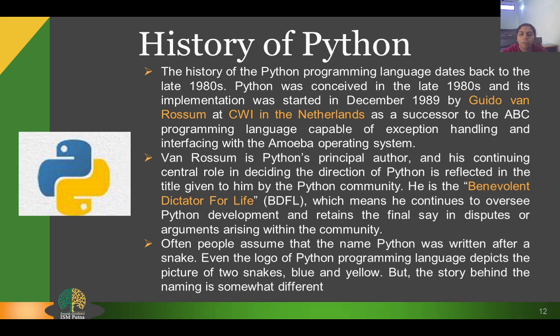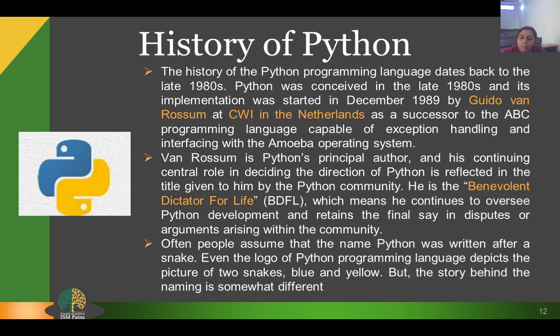After having the basic idea, one should be aware of the history of Python. The history of the Python programming language starts in the late 1980s. It was conceived in the late 1980s and its implementation was started in December 1989 by Guido van Rossum at CWI in the Netherlands. It acts as a successor to the ABC programming language, capable of exception handling and interfacing with the Amiga operating system. Van Rossum is Python's principal author, and his continuing central role in deciding the direction of Python is reflected in the title given to him by the Python community. He is the benevolent dictator for life, which means he continues to oversee Python development and retains the final say in disputes or arguments arising within the community.